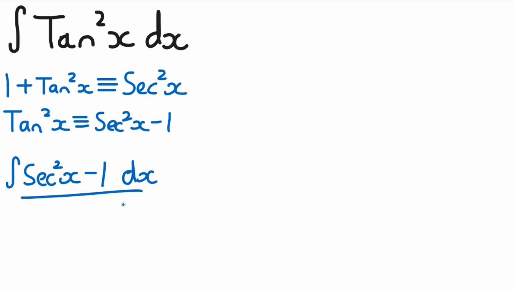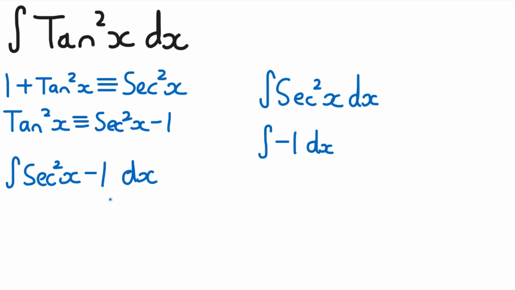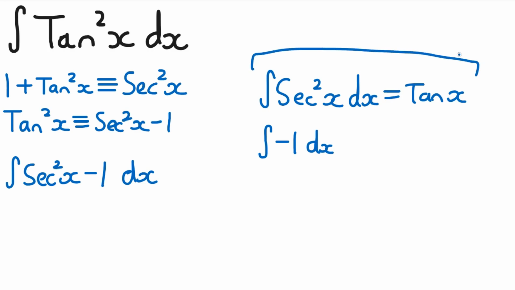So we need to integrate this now, and this is really useful to us because we have two terms here now, sec squared of x and minus 1. If you consider them individually, this sec squared of x we've already talked about in a previous video about how to integrate this. This is one of the standard integrals you need to know. It's also given to you in the formula booklet: when you integrate sec squared of x, it is equal to tan of x, like this here. So this is very easy for us to integrate.